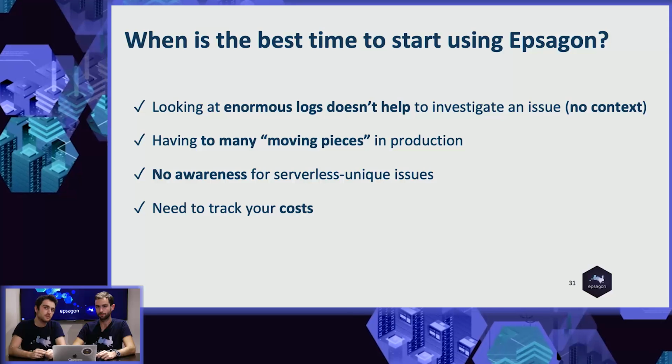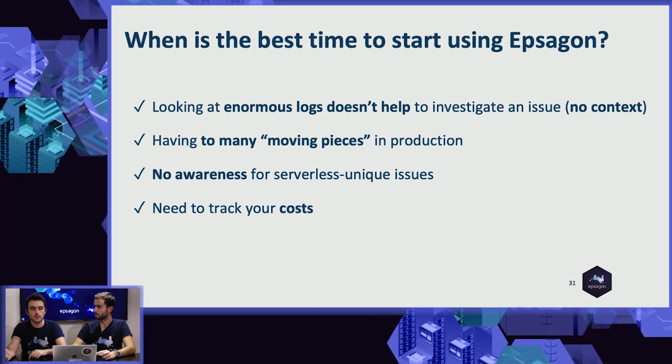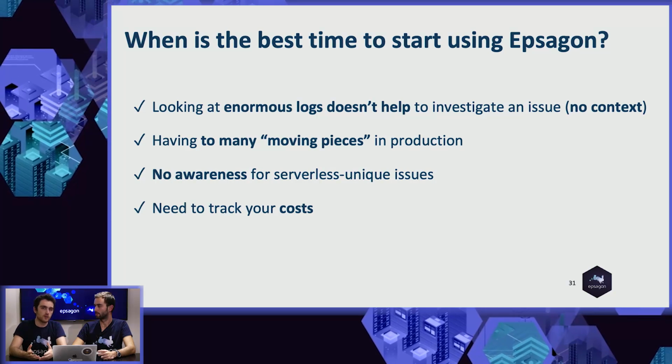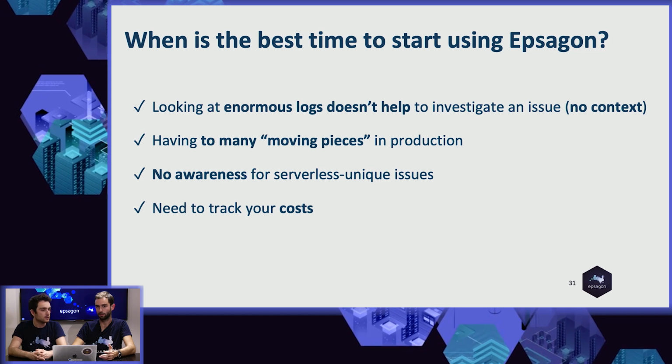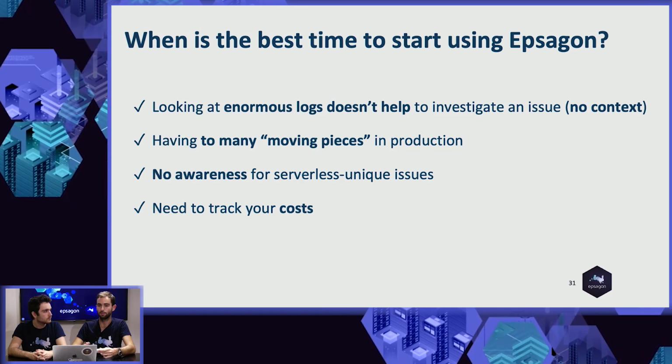Also, the more moving pieces you have, like the more resources you use, the more Lambda functions you have, the more DynamoDB tables, the more S3 buckets. Basically, the more moving parts in your system, the more you're going to need a solution like Epsagon. This is actually where distributed tracing comes in, to match all of this together in a single place.